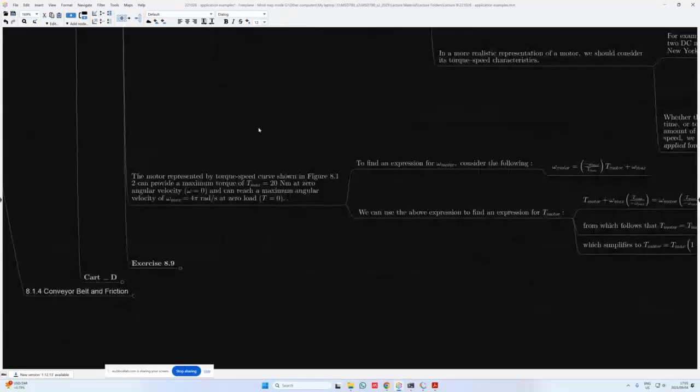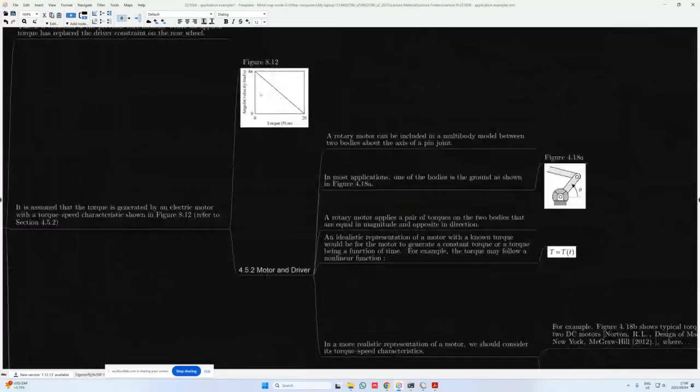Okay, so in our case, the motor represented by the torque speed curve, shown in figure 8.12, can provide a maximum torque of T max equal to 20 Newton meters at zero angular velocity, and can also reach a maximum angular velocity of 4 pi radians per second when there is zero load or zero torque on the system. And this is simply shown over here in figure 8.12.